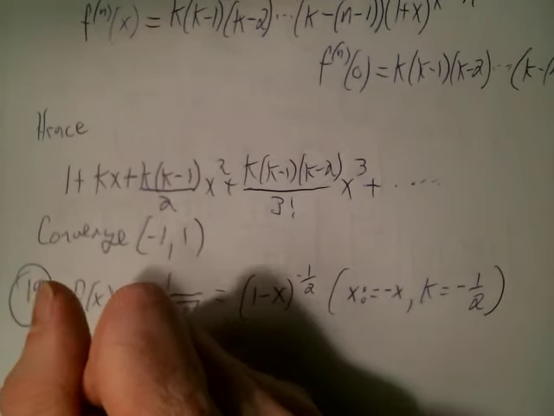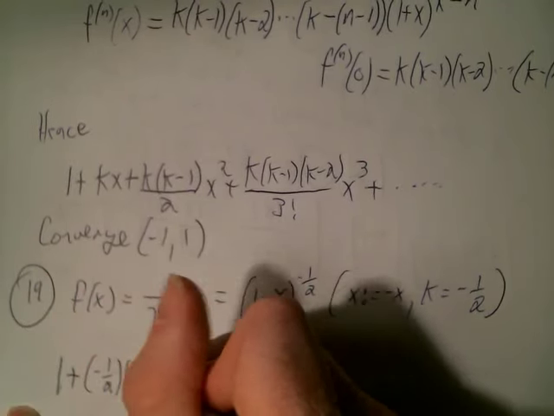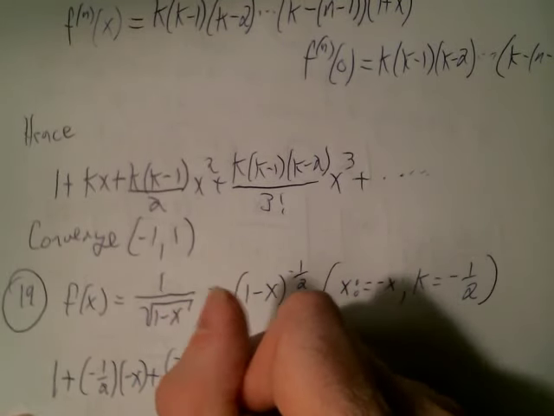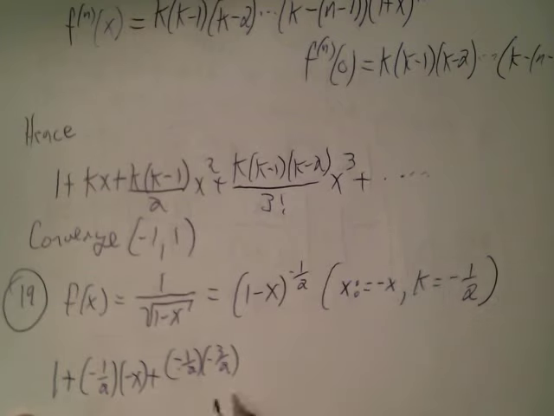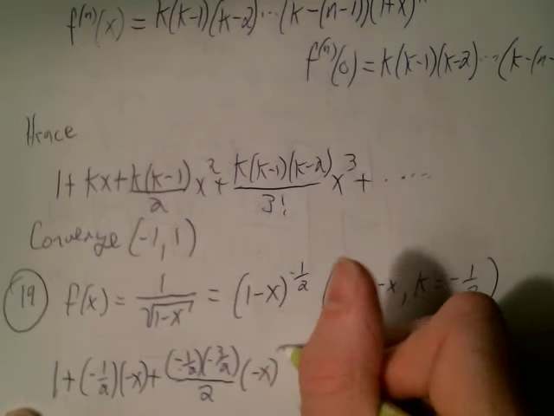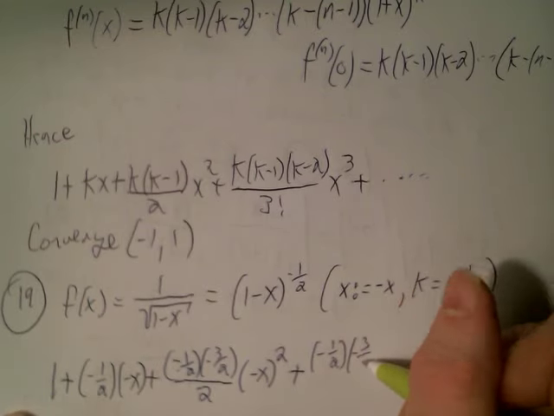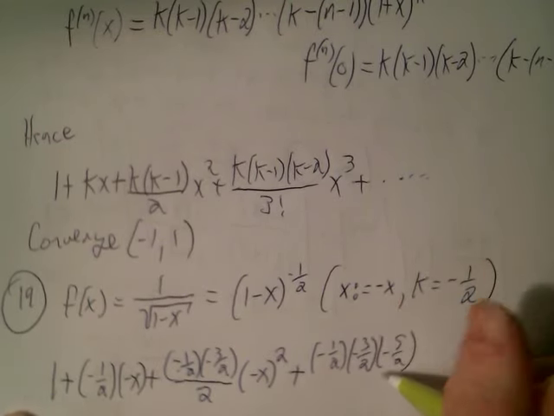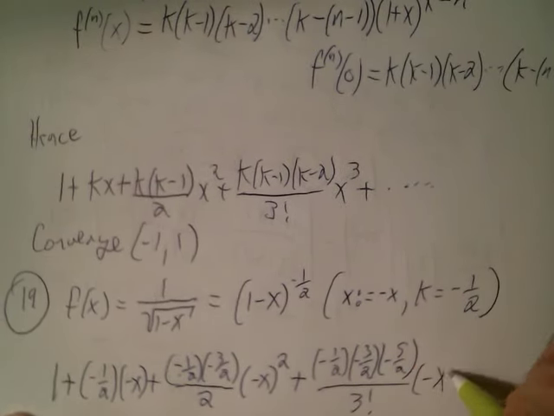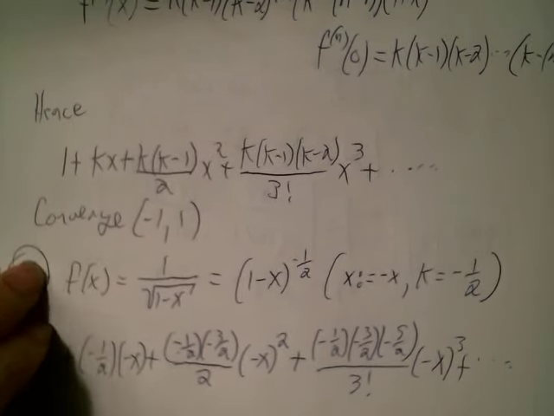So our representation for this would be 1 plus -1/2 times -x plus -1/2 times -3/2, since -1/2 minus 2/2 is -3/2, all over 2 times -x squared, plus -1/2 times -3/2 times -5/2 all over 3 factorial times -x cubed, and it just goes on and on, right? You can make it look pretty and simplify it. That would be nice. Okay, let's move on.